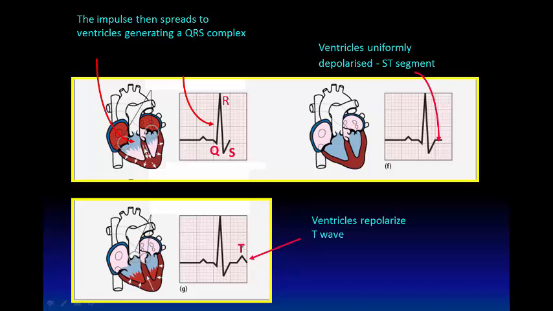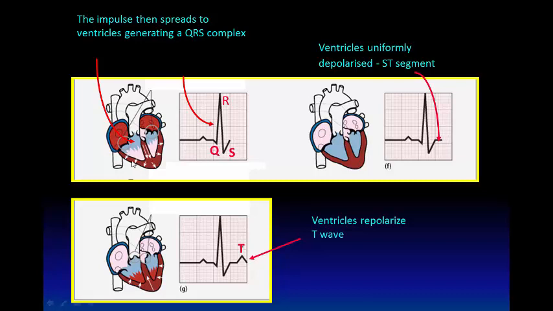So the polarization of the interventricular septum from left to right moves away from the active electrode, because the active electrode is here at VL. So this gives a negative deflection in the ECG lead termed Q wave. So Q wave is due to septal depolarization from left to right.